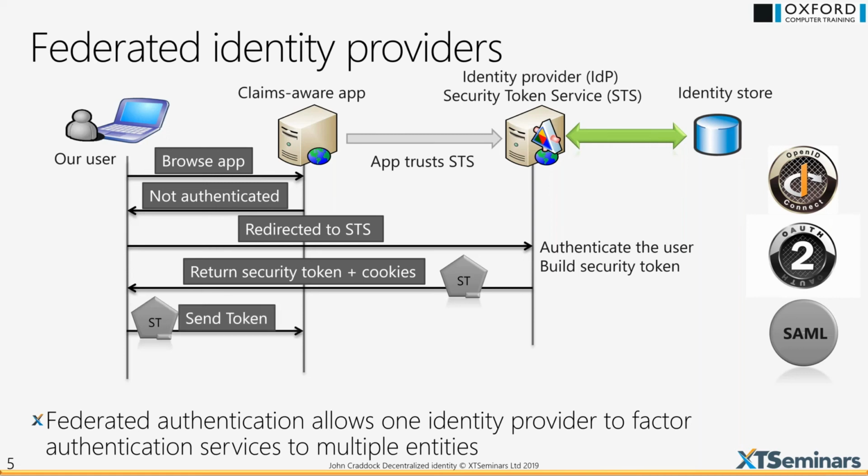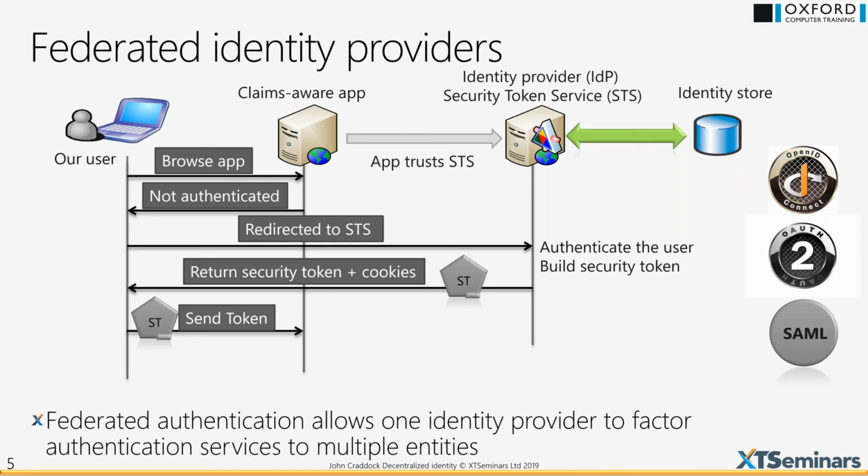But nevertheless, we get the token back, and that's then presented back to the claims aware application. That token is proof of our user's identity to the application, and it will be validated by the application. One of the things it will do is check the signature on the token, which is the signature that the STS used to sign the token. The STS will have used its private key to sign the token, and what we're going to do is validate the token with the security token service's public key.